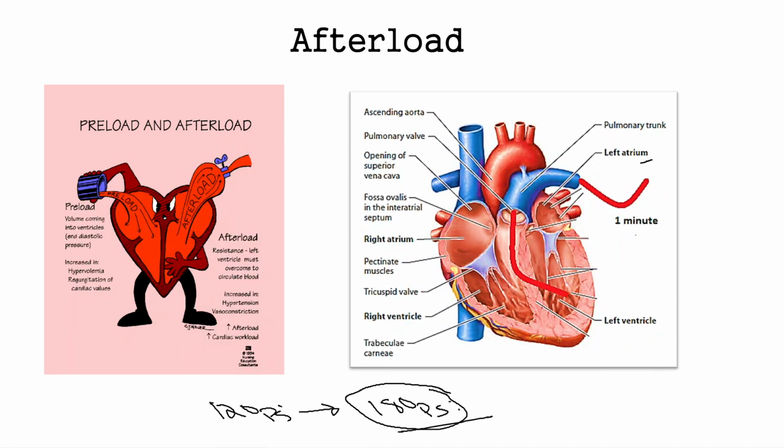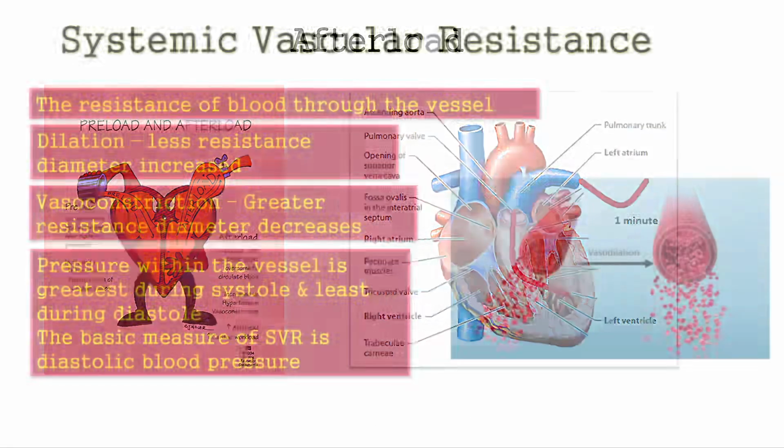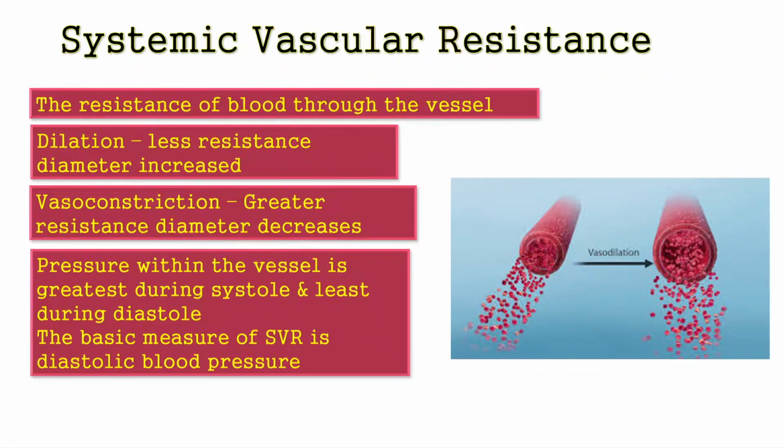And afterload, if it's increased, then you're going to have an increase in hydrostatic pressure. Systemic vascular resistance. So this is what epi is going to do for you. It's going to take those vessels and vasoconstrict them. It's going to cause that blood to move to the core of the body.